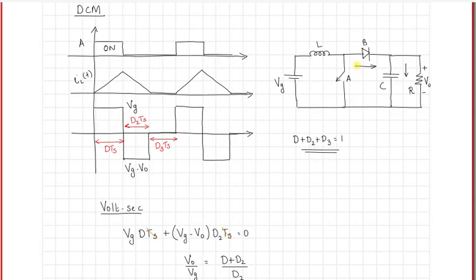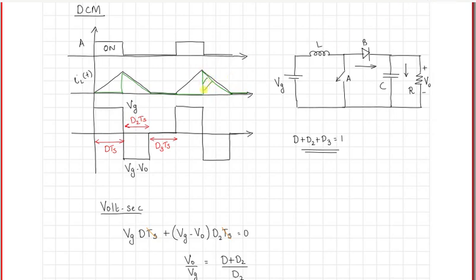D2. So if you look at the current through the diode, that will be equal to the current through the inductor. Only the difference is that it will have non-zero value only when B is conducting. So if I were to draw the current through the diode in this same figure, it would look something like this. It would follow this same waveform, but it would remain 0 during the on time, and only this portion would be present.